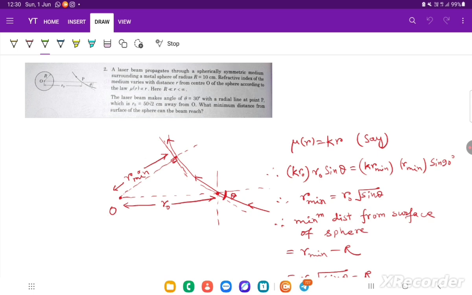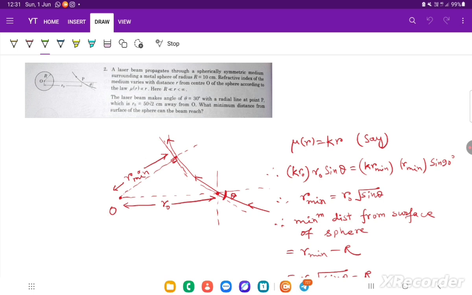The laser beam makes an angle theta equals 30 degrees with a radial line at P, which is r0 equals 50 root 2 centimeters away from O. What minimum distance from the surface of the sphere can the beam reach?